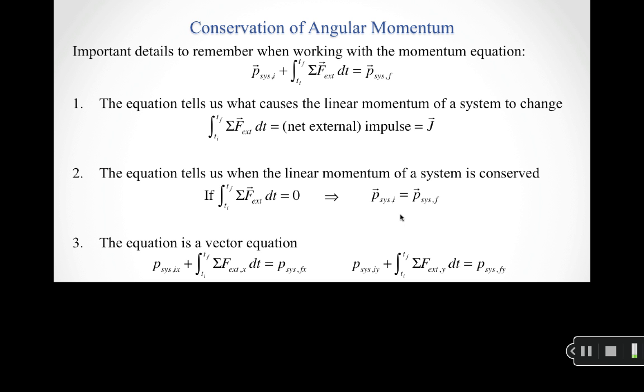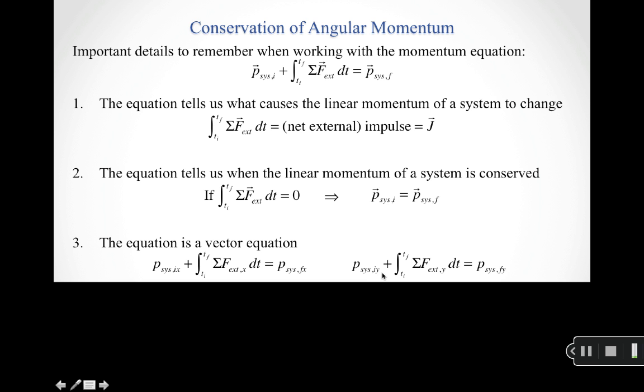The other detail that we had to remember, of course, is that this is a vector equation. So in introductory level physics, where we tend to work in 2 dimensions, we're going to break this up into 2 equations. Here's our x equation, telling us that the x component of the initial momentum of our system plus the x component of the impulse has got to equal the x component of the final momentum of the system.